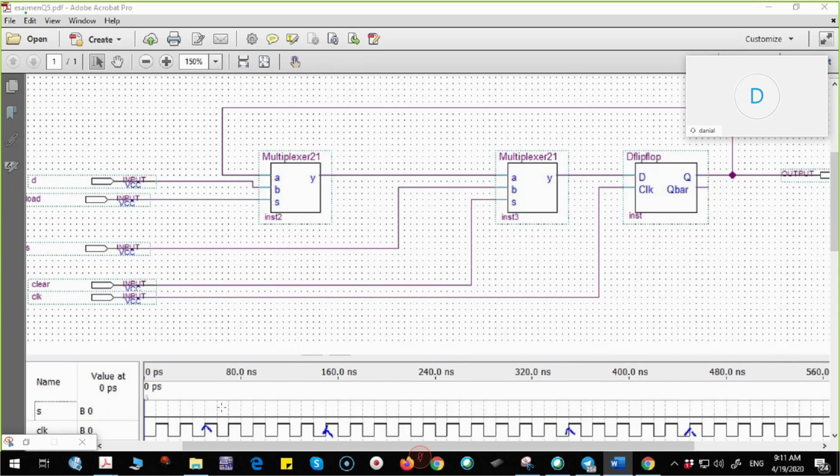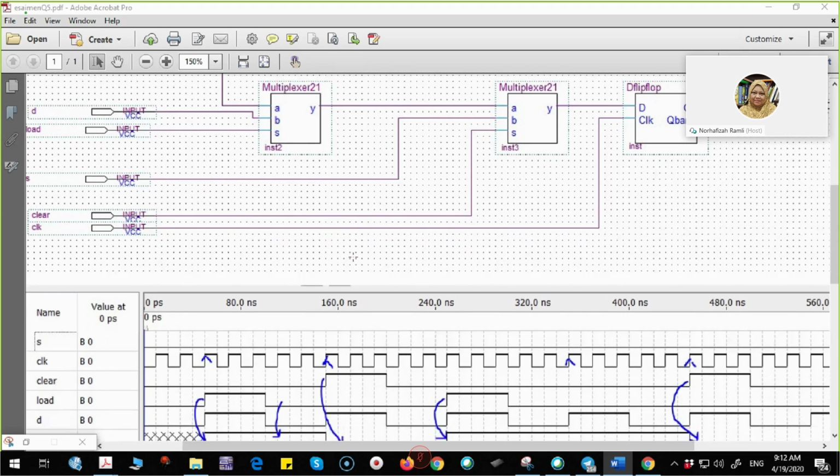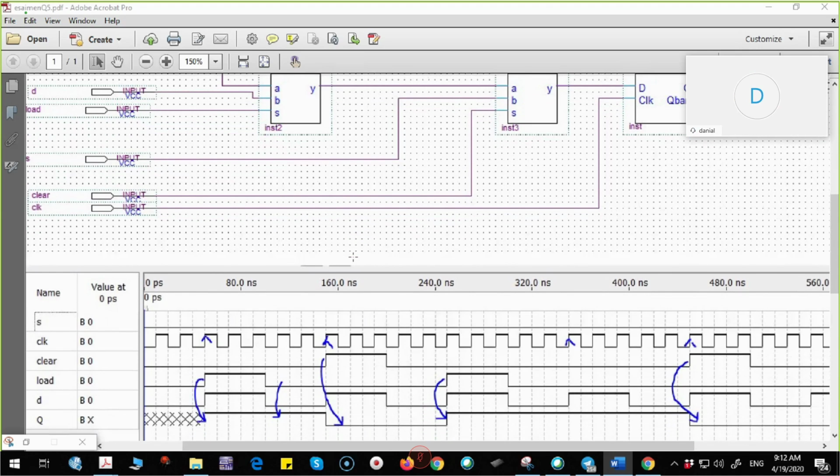And then if you can see from my waveform, when load is 0 and clear is 0, it will maintain the Q.